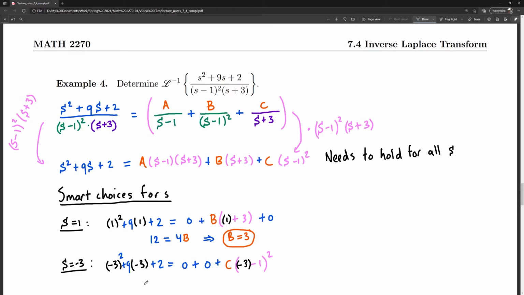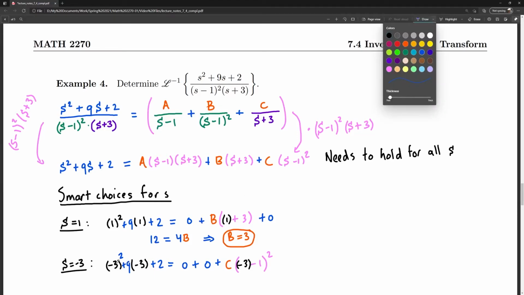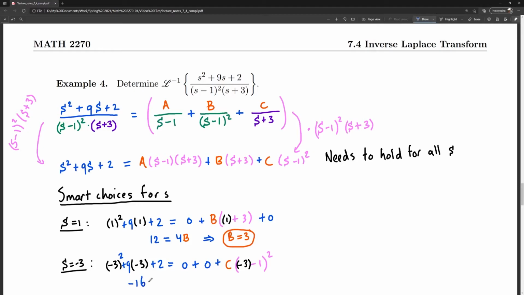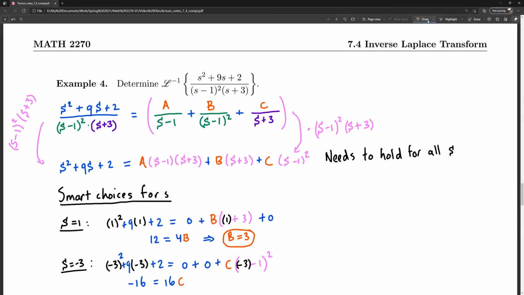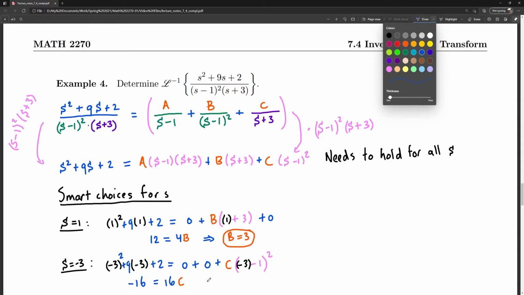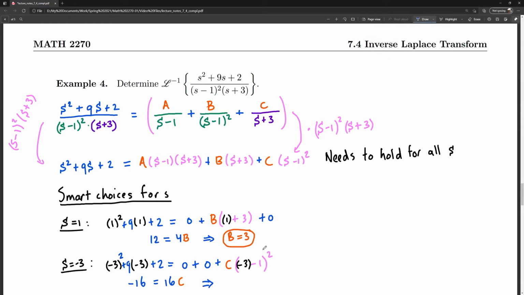And so plugging that in and evaluating that leads to, on the left-hand side, 9 minus 27 plus 2. So that gives me negative 16. And on the right-hand side, negative 4 squared gives me positive 16, so that's 16c. And from that, it follows that c equals negative 1.